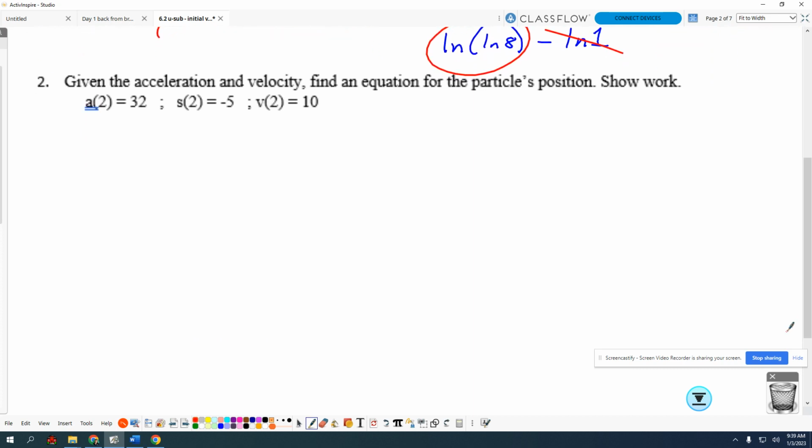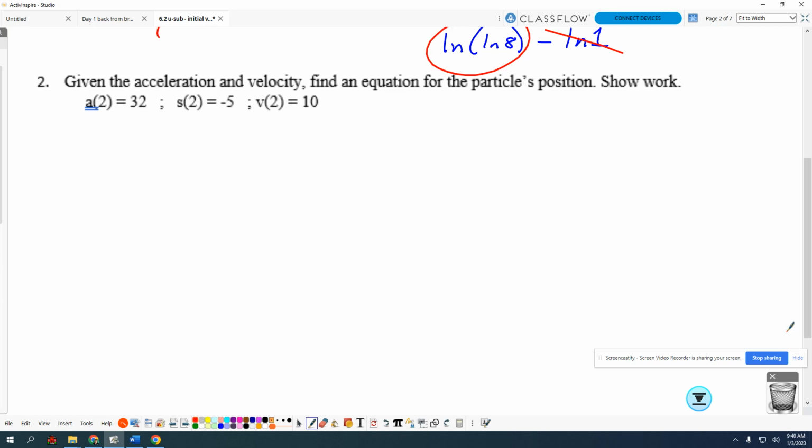All right, Mika, this second one. We're imagining gravity is going in the positive direction, down. Acceleration at 2 is 32. Velocity at 2 is 10. Position at 2 is -5. How do I find the position function? What is the relationship of position, velocity, and acceleration?